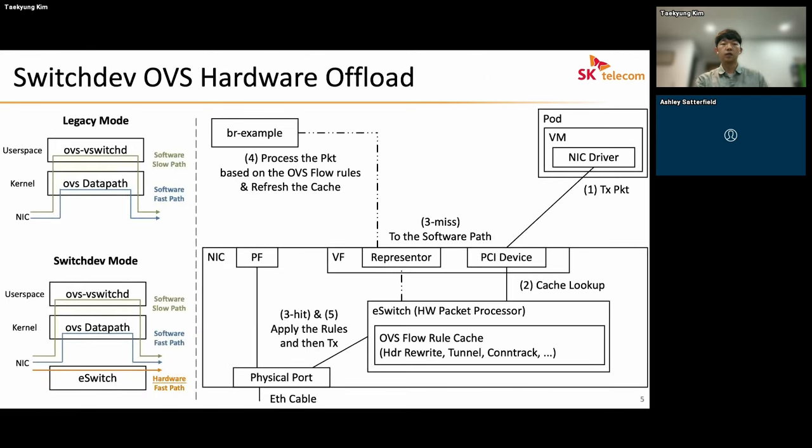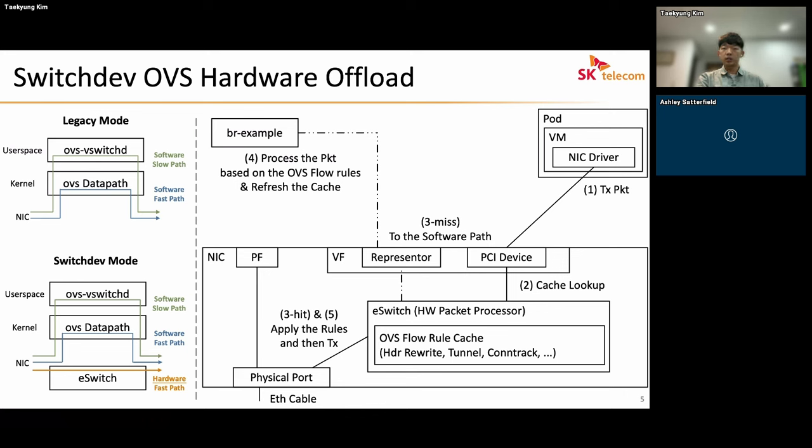So let's see the detail. For example, in OVS, the representor is used to record flow rules in the NIC hardware. The eSwitch, embedded switch, maintains the OVS flow rule cache internally inside the NIC. If it has a rule for an ingress or egress packet, it applies the rules to the packet and then forwards it to the PF or VF or the physical Ethernet ports as usual. But if the eSwitch does not know how to process the packet because of some kind of cache miss or timeout of the flow rules, then it forwards the packet to the representor to ask how to handle it.